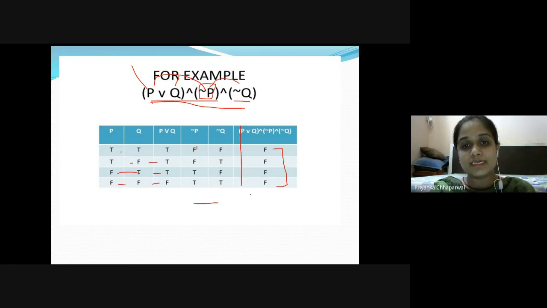You can say that whatever propositional variables you have, it has the contradiction property, meaning all the values in the last column are false. So if all the values in the last column are false, then it is an example of a contradiction. So yes, it is clear, are you able to solve this, yes or no?